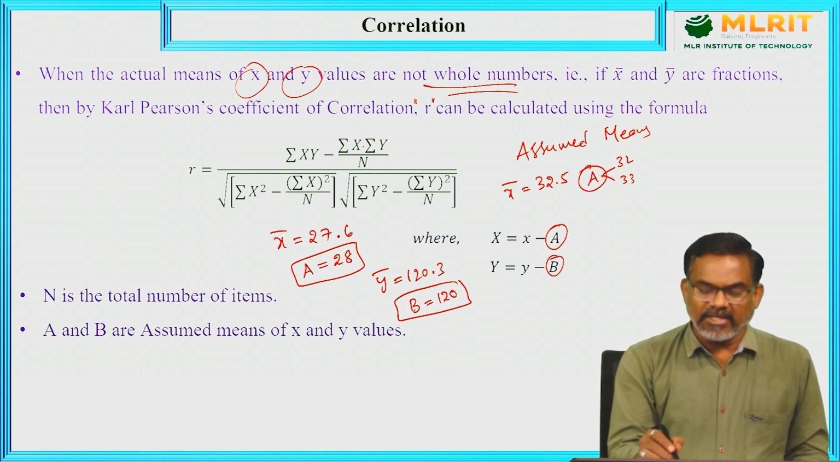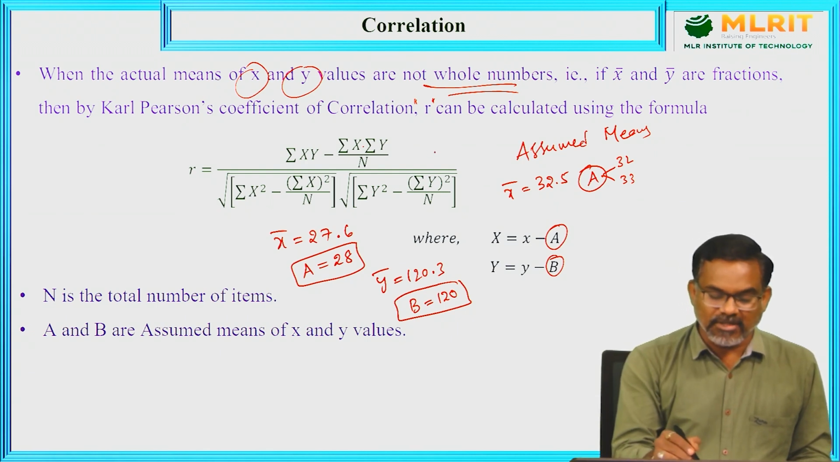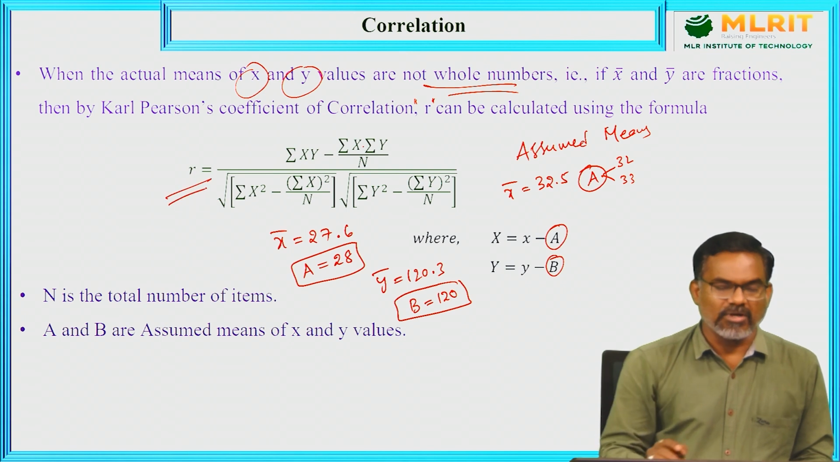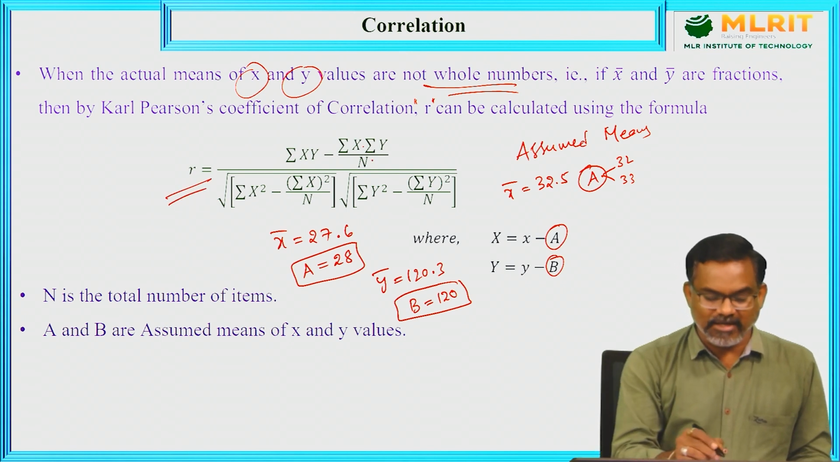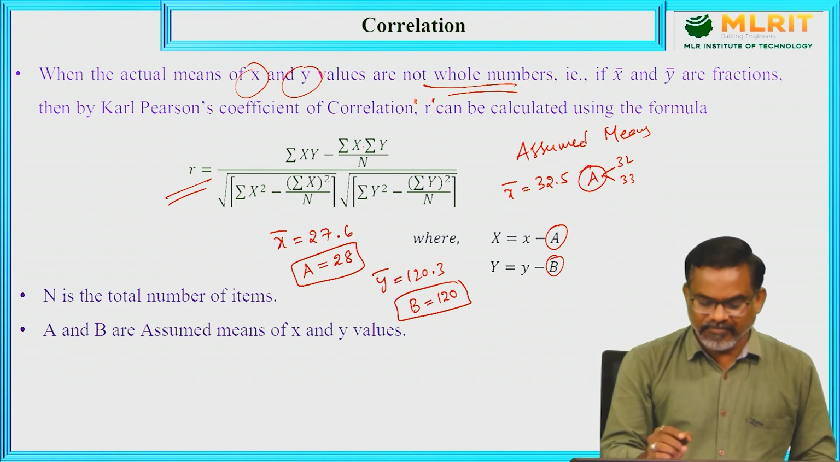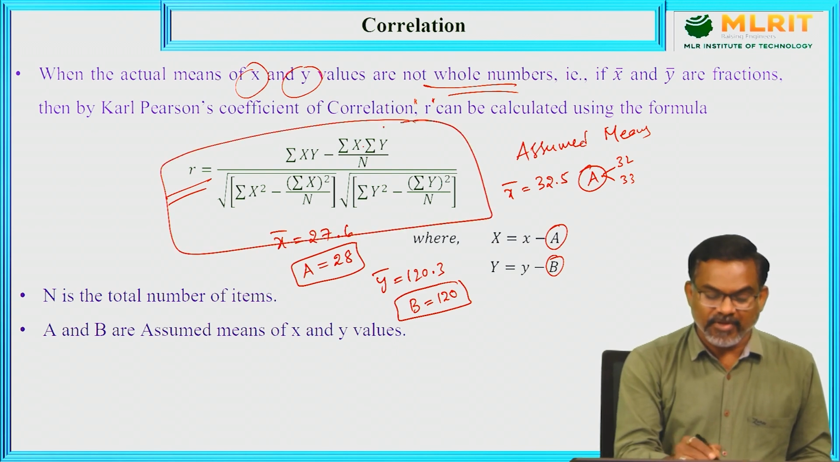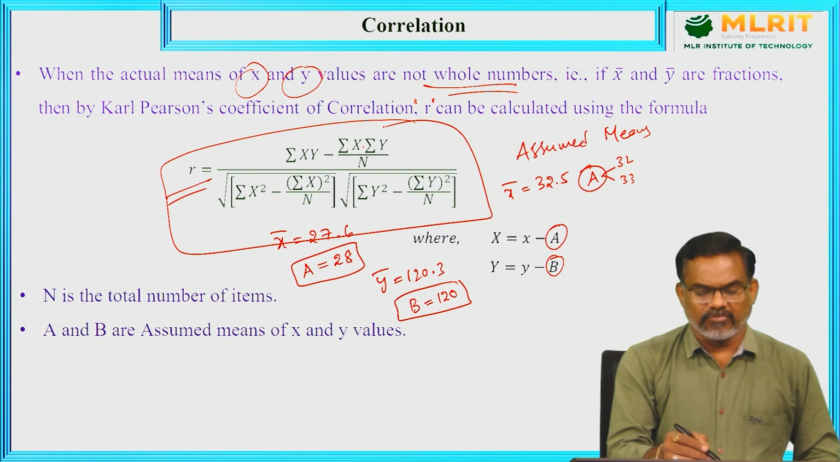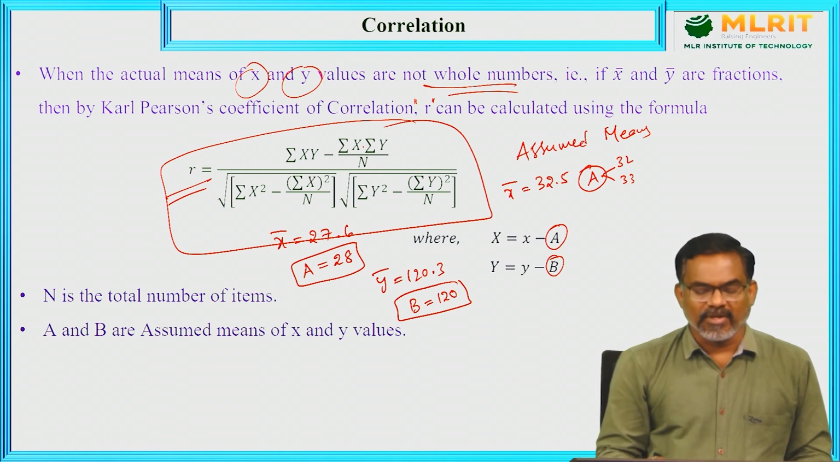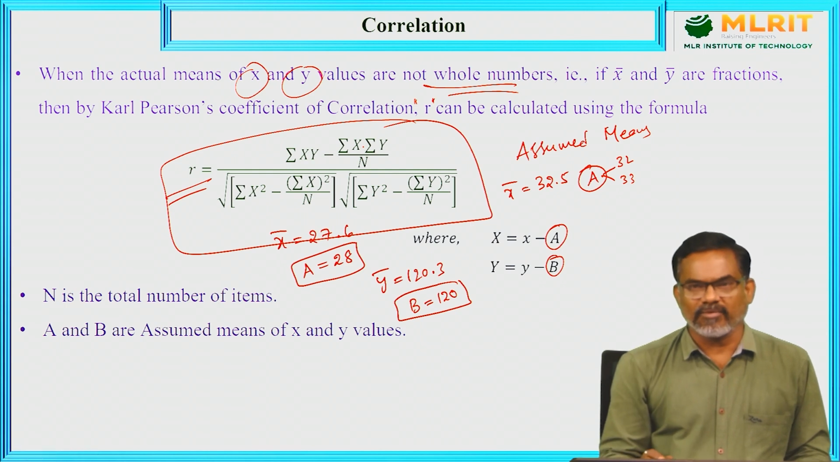So, when the means are not whole numbers, we consider the assumed means and use this formula to find the correlation coefficient. Here capital N is the total number of given items, and A and B are the assumed means of the x and y values. Simply, the procedure is the same, just the formula changes. Whatever values are required, we construct a table, first transform small x to capital X and small y to capital Y, then find all the required values and substitute in this formula.